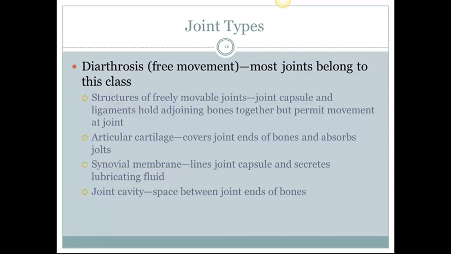Diarthrosis, which is free movement of joints. Structures that belong in this class are freely movable joints. Joint capsules and ligaments hold adjoining bones together but permit movement of joints. Articular cartilage covers joint ends of bones and absorbs jolts. Synovial membranes line the joint capsule and secrete lubricating fluid to prevent bones from grinding on each other. And the joint cavity, which is the space between the joint ends of the bones.